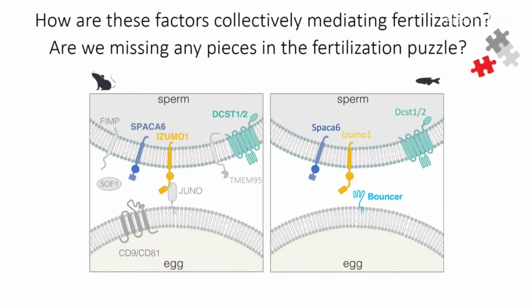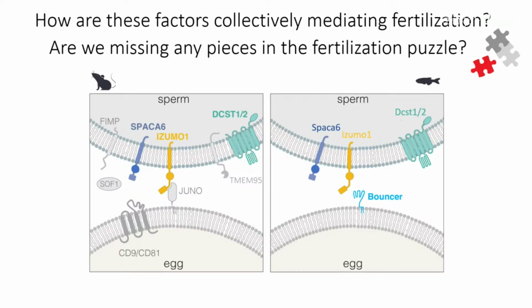So the main question that we had, given the situation in mammals and the situation in fish, is that even for the factors in mammals, we lack a molecular and mechanistic understanding of what each of these factors is doing, except for this one pair, Izumo and Juno. This is known to be a receptor-ligand pair, and that mediates the binding between sperm and egg in mammals. But all the others, we really don't know what their function is during the process of fertilization.